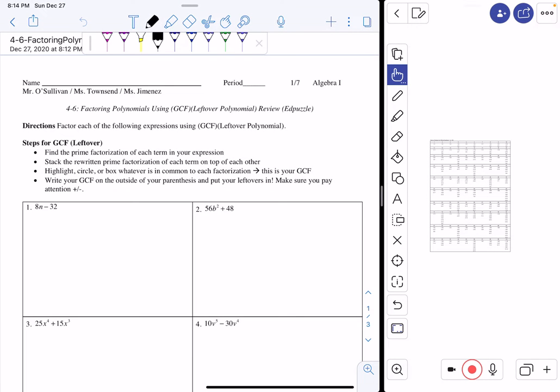Today we're going to be looking at lesson 4-6, which is basically a recap of what we did in yesterday's Zoom. So what we're going to be doing today is this is an edPuzzle. There is no Delta Math.